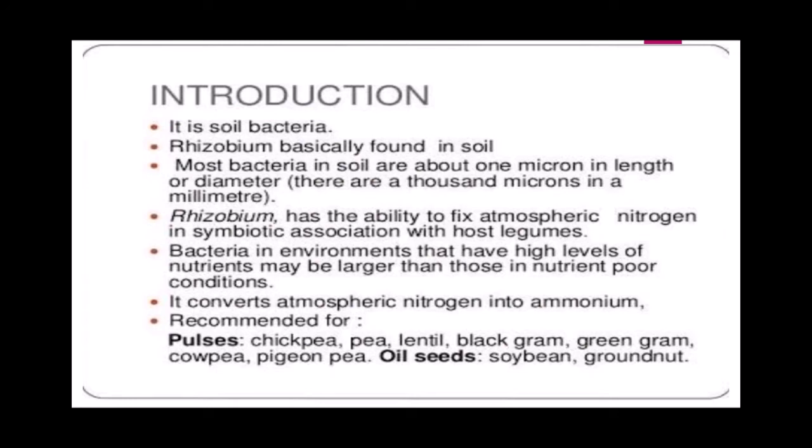Rhizobium is found in soil bacteria. Rhizobium basically found in soil. Most bacteria in soil are about 1 micron in length and diameter. Rhizobium has the ability to fix atmospheric nitrogen in symbiotic association with host legumes. Bacteria in environment that have high levels of nutrients may be larger than those in nutrient-poor conditions. It converts atmospheric nitrogen into ammonium. Pulses, chickpea, lentil, black gram, green gram, cowpea, pigeon pea, oilseeds, soya bean, groundnut, etc.